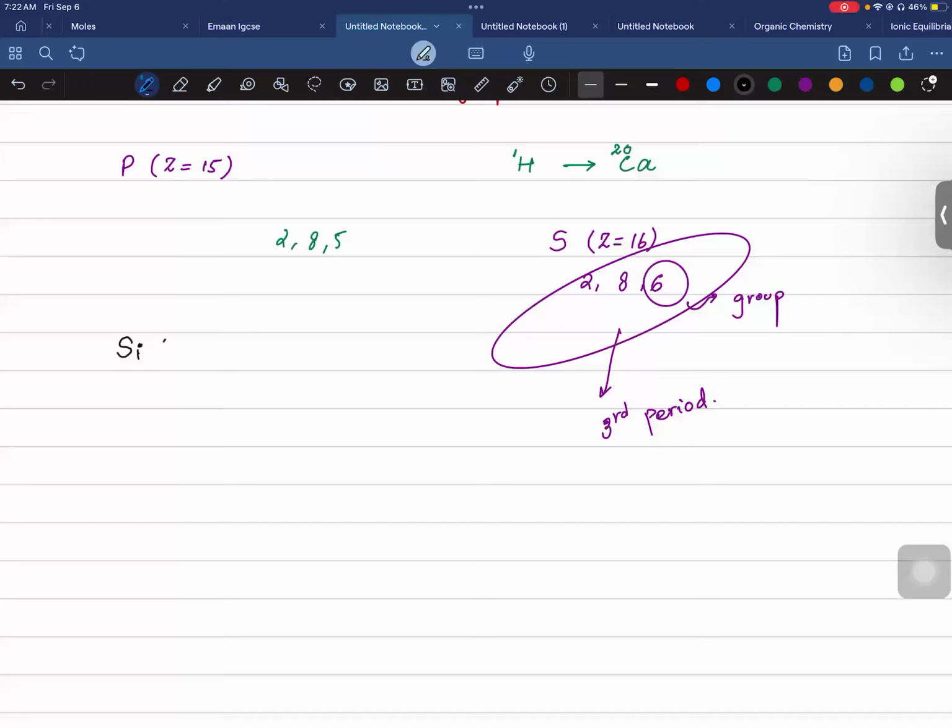Now tell me silicon, whose proton number is 14. Silicon will be 2, 8, and 4. So the group is 4 and it's period 3, right? Group 4 and period 3. Good, exactly.